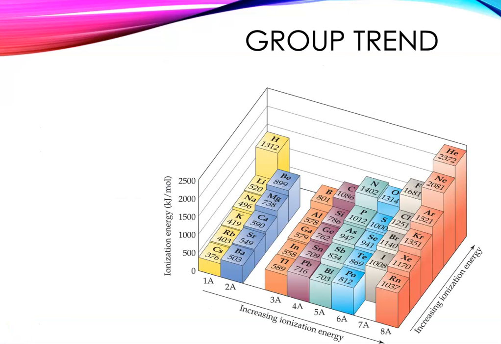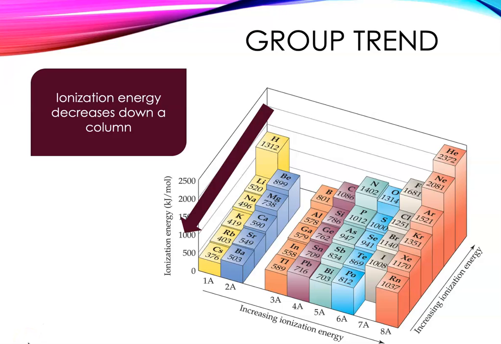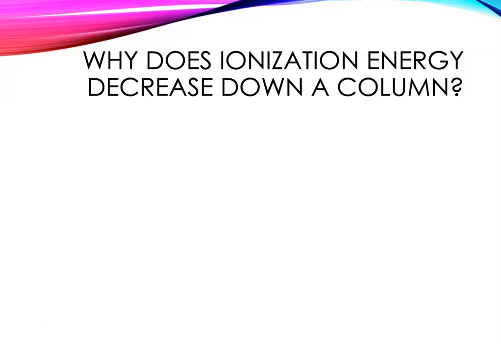Now let's think about the group trend for ionization energies. As we go down a column, ionization energies get smaller. That's our typical pattern. Ionization energy decreases as we go down a column. And you need to know that trend. And you need to know why. We're going to use alkali metals to discuss this.